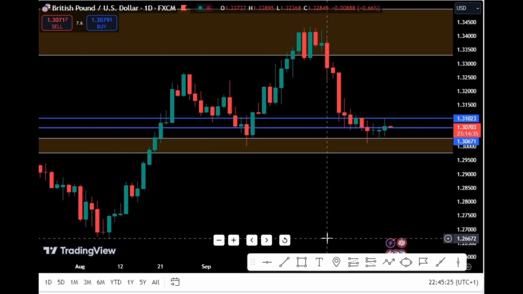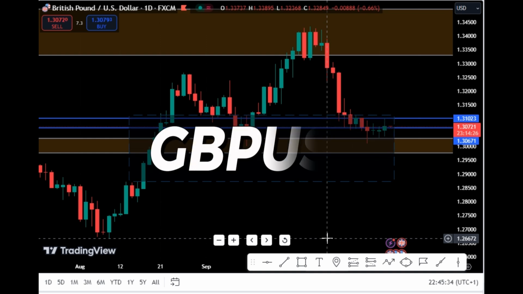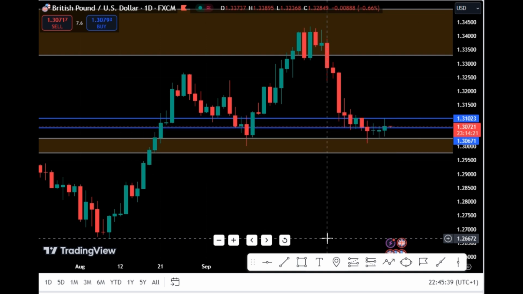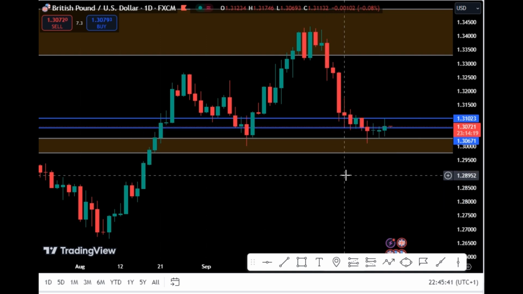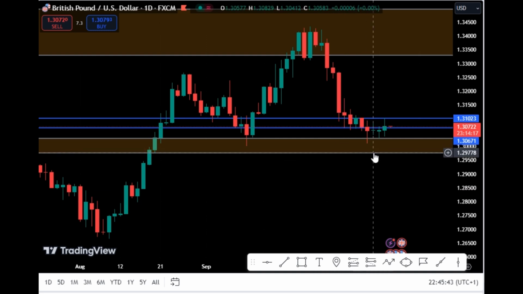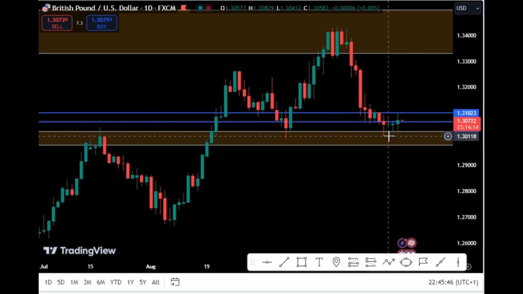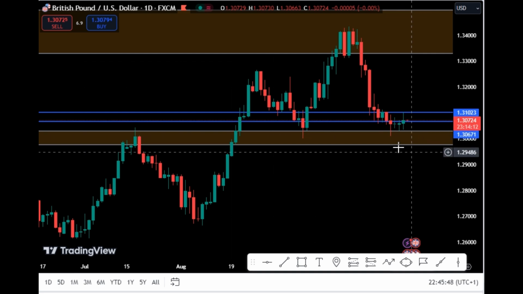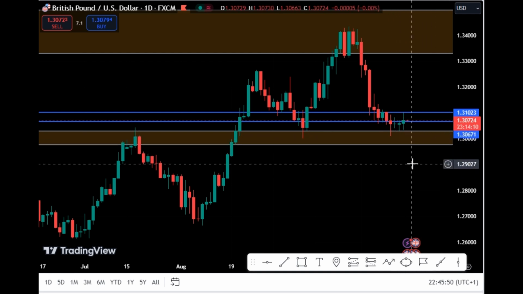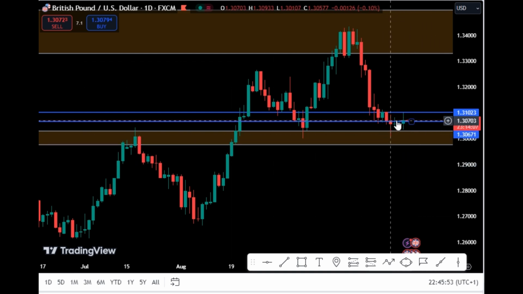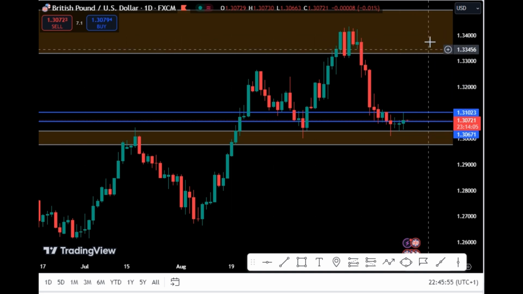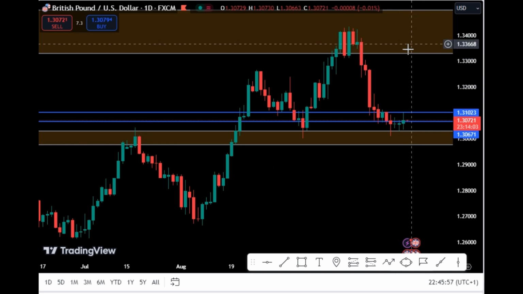In this midweek analysis, we'll be looking at the Great British Pound USD, the Euro, and gold. So let's start with the Great British Pound USD. From my daily chart, you can see that price rejected from this weekly support level on the daily chart. So long as price rejected from this weekly support, we'll be expecting the Great British Pound USD to move to this next weekly resistance level on the daily chart.